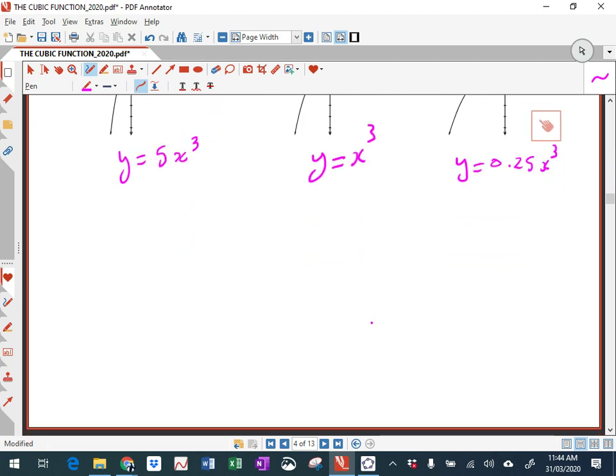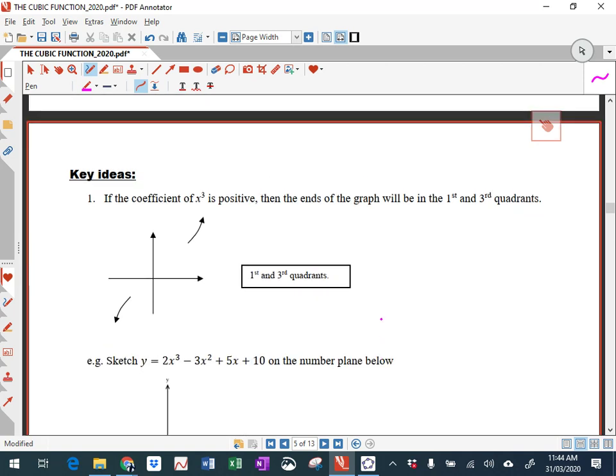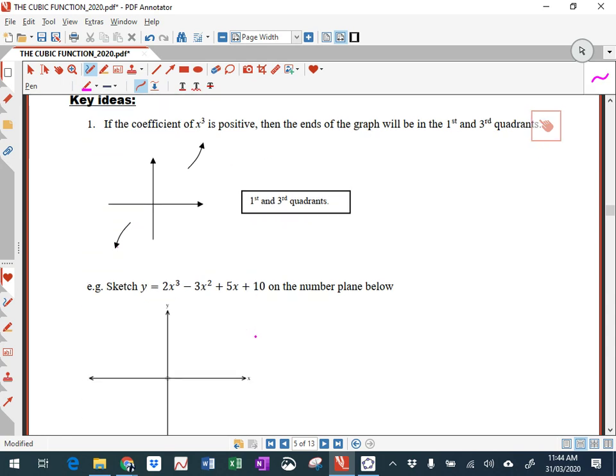All right, now, what are some important ideas here? So, here are some important ideas. If the coefficient of x cubed is positive, we know it goes from concave down to concave up. That means it begins in the third quadrant and finishes in the first quadrant. Here's an example down below. You can see that the value of the coefficient of x cubed is positive. So it goes from concave down to concave up.